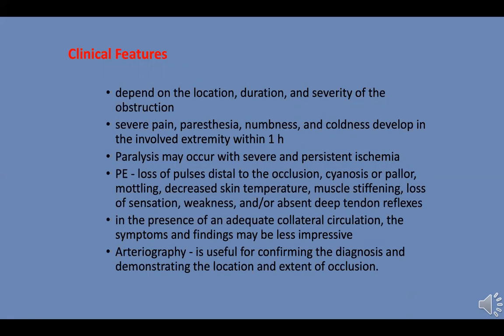On physical exam, there is loss of pulses distal to the occlusion, cyanosis or pallor, mottling, decreased skin temperature, muscle stiffening, loss of sensation, weakness, and/or absent deep tendon reflexes. In the presence of an adequate collateral circulation, the symptoms and findings may be less impressive. Arteriography is useful for confirming the diagnosis and demonstrating the location and extent of the occlusion.